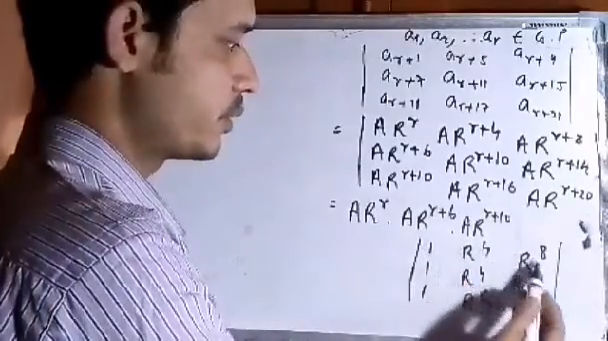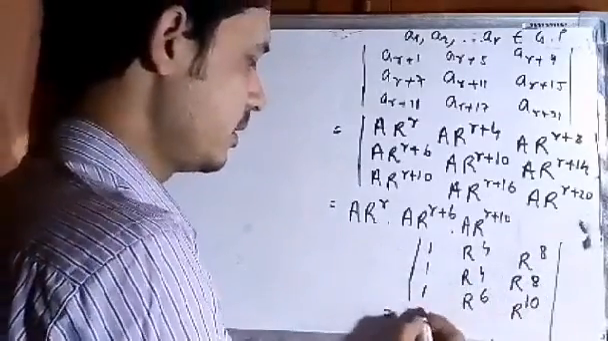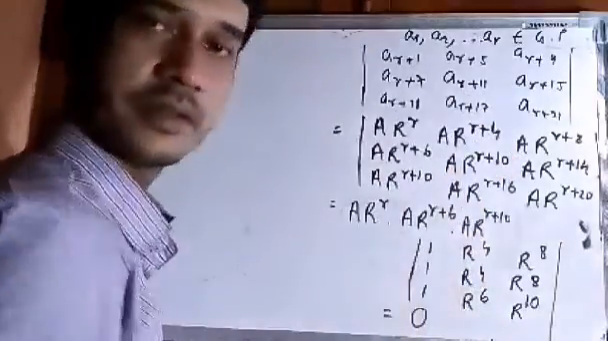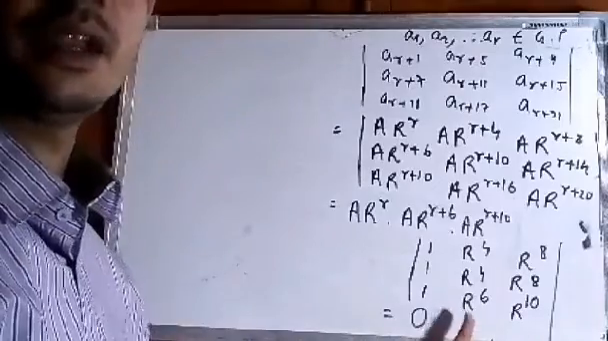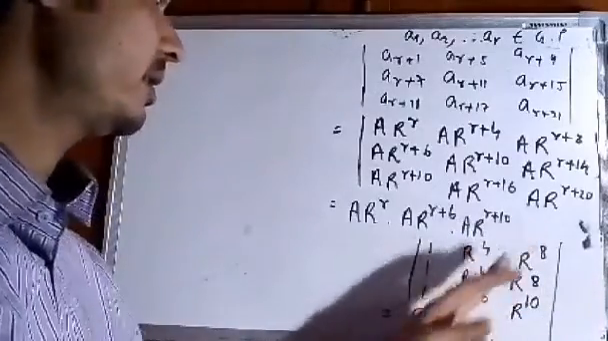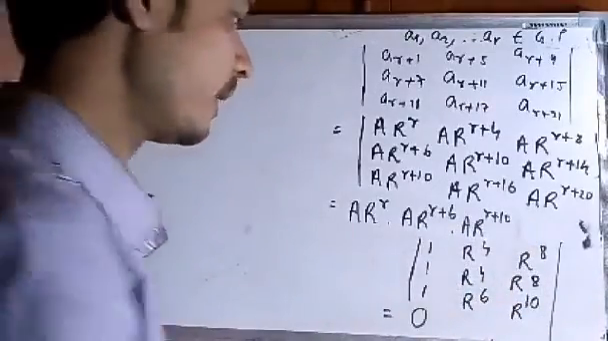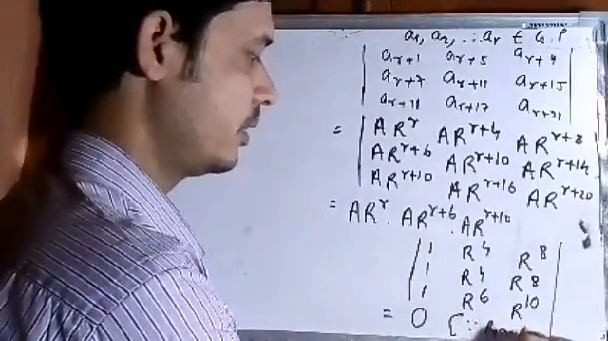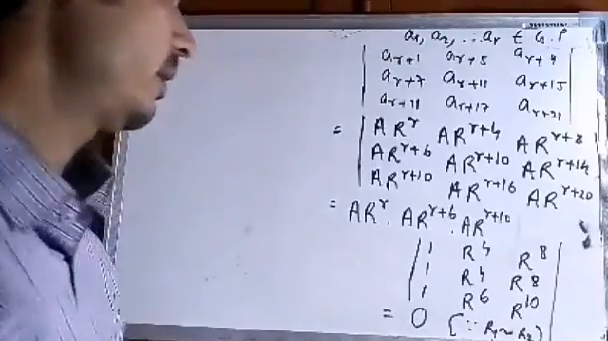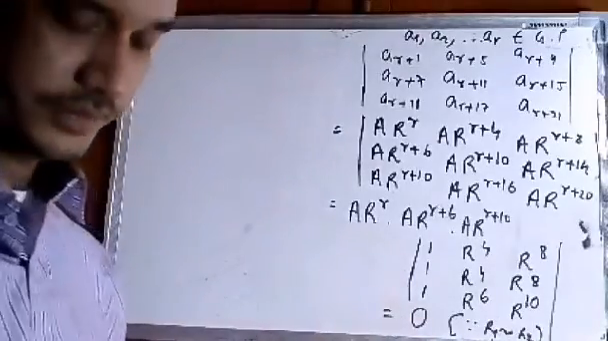Now we can see the first row and second row become identical, so the value of this determinant becomes 0, because in a determinant if any two rows or columns are identical, the value of the determinant becomes 0. We can write, since R1 is identical to R2, the value is 0 into this, equals 0.